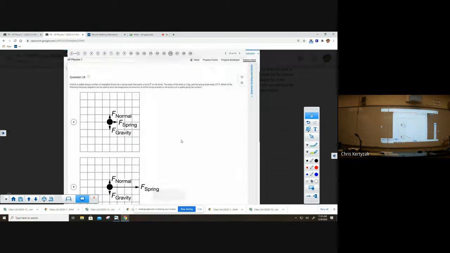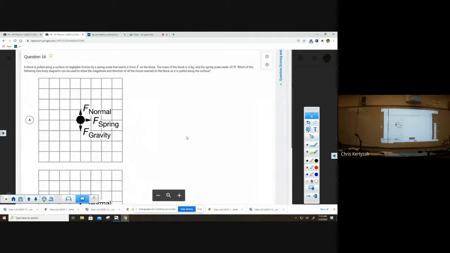A block is pulled along a surface with negligible friction by a spring scale that exerts a force F on the block. A spring scale, again, just has a little hook on it. I'll show it to you in class if anybody asks. And when you pull, the spring kind of moves and is able to show you how much force is being pulled on the hook. Fishermen use it to hang fish to determine what the weight of their fish is, like taking the hook and going over the gills or the mouth with it. Or the gills.